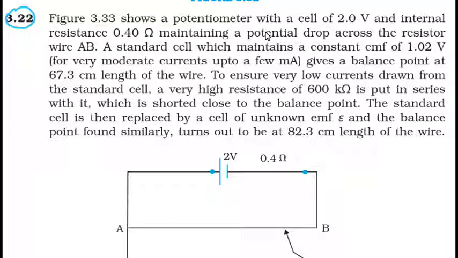To ensure very low current drawn from the standard cell, a very high resistance of 600 kilo ohm is put in series with it, which is shorted close to the balance point. The standard cell is then replaced by a cell of unknown EMF E, and the balance point found similarly turns out to be 82.3 centimeter length of wire. And we can see the figure below.